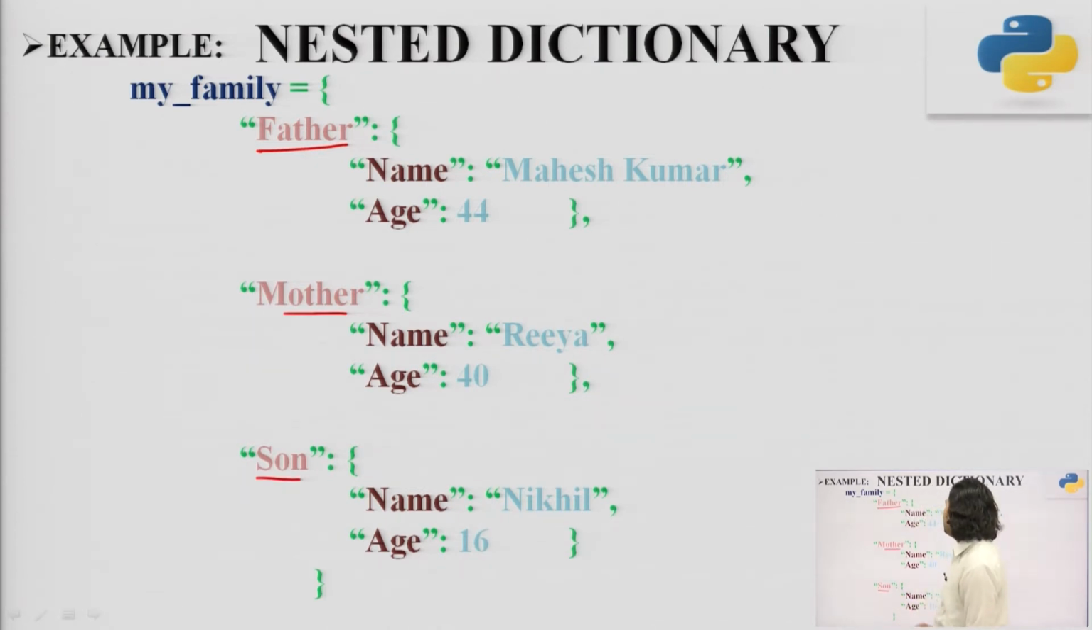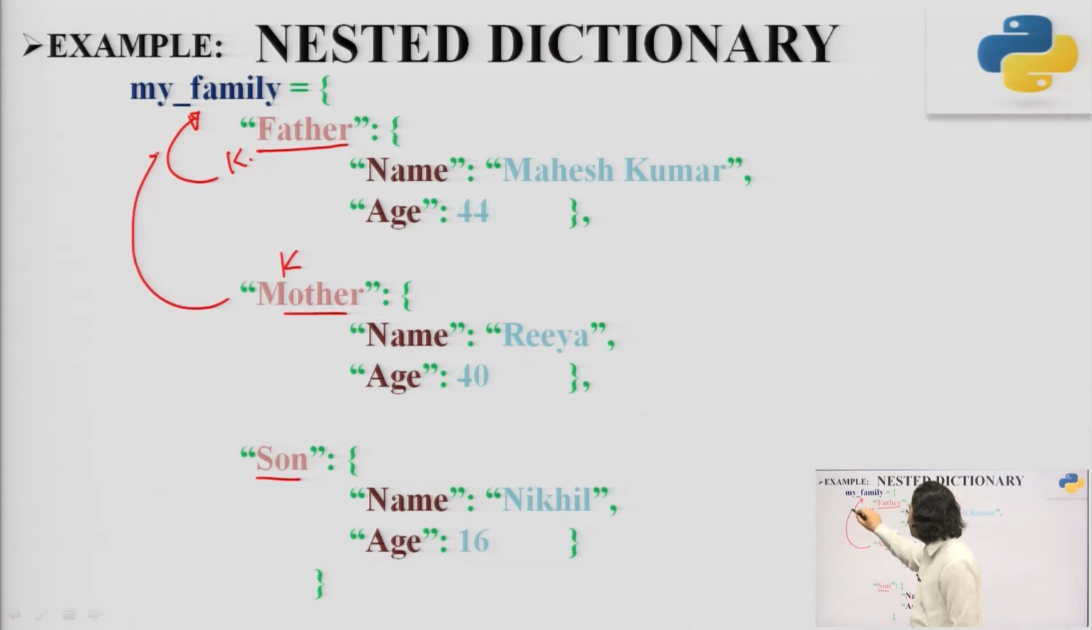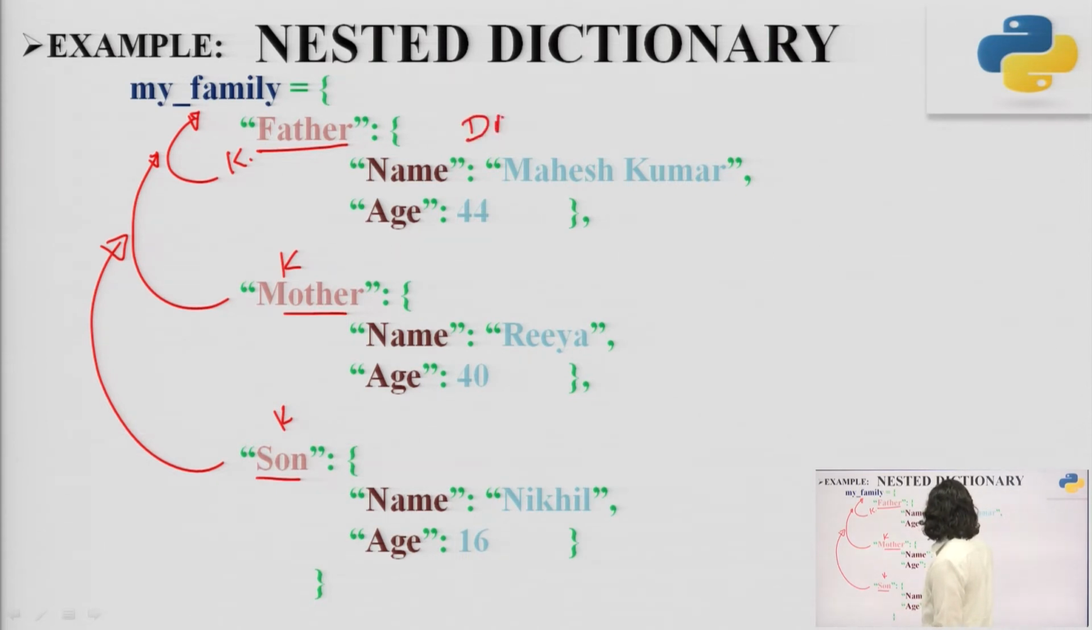Now, here you can see that father is a key to my family, again mother is a key to my family, and again son is taken as a key to my family. But what is the value? The value is a dictionary.